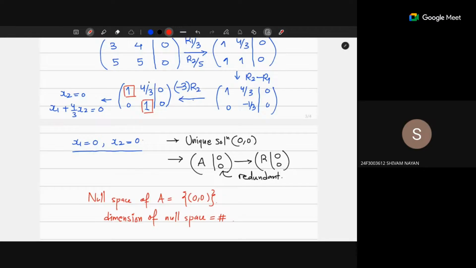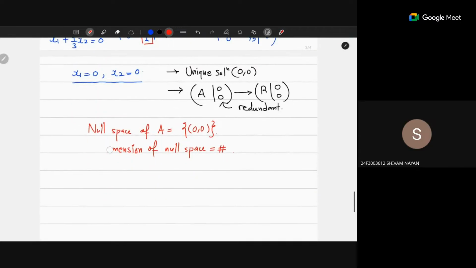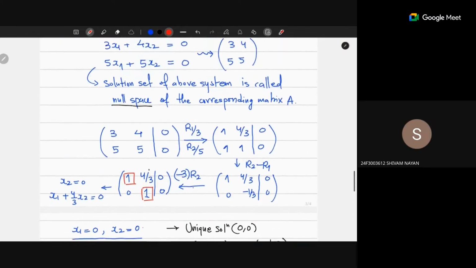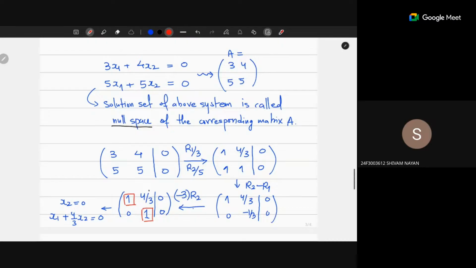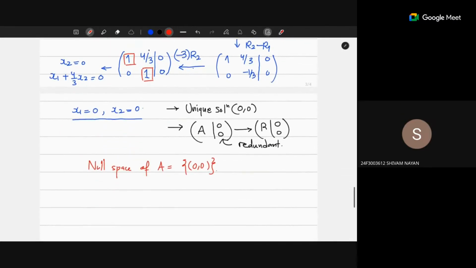Okay, it is a null space that we're talking about. It is not the row space. Okay, so let's forget this for now. So till this point, it is fine, right? Null space of A was nothing but the solution set of this system of equations. So it is the null space.